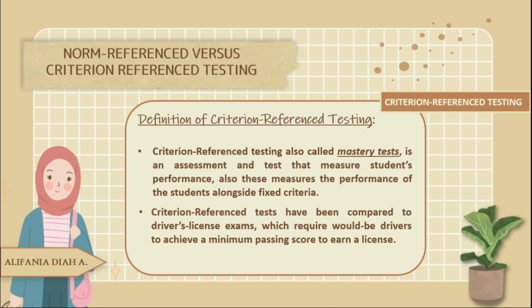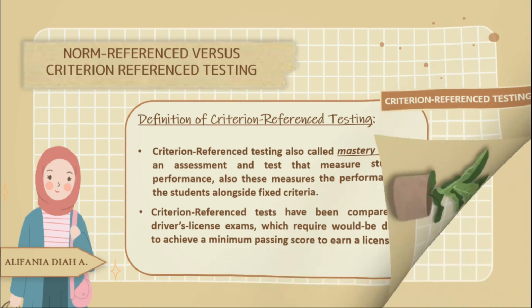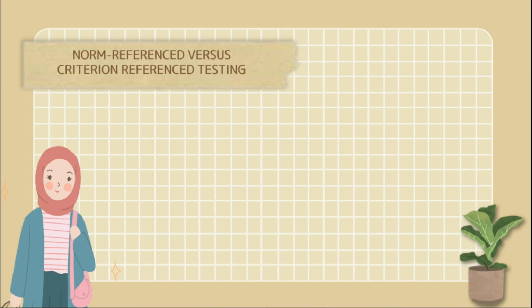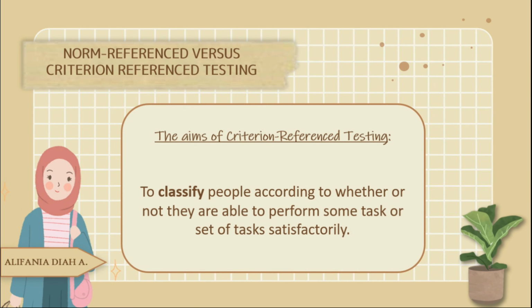Criterion reference tests created by individual teachers are also very common in American public schools. So, the teacher may design a test to evaluate student understanding of the criteria and determine a minimum passing score. The aim of criterion reference testing is to classify people according to whether or not they are able to perform some task or set of tasks satisfactorily.